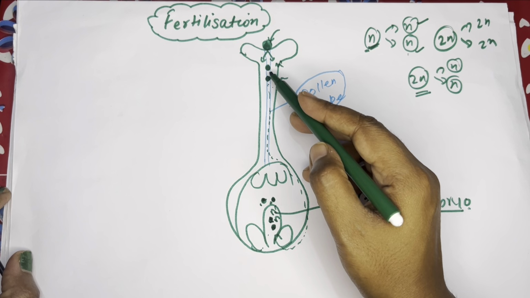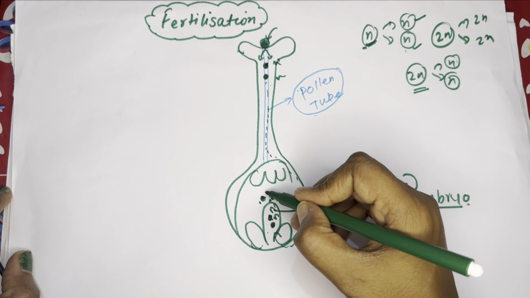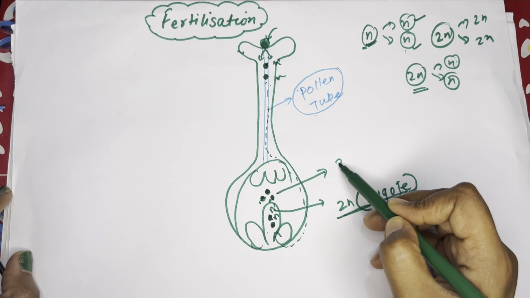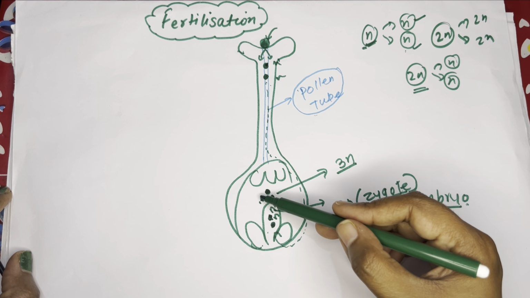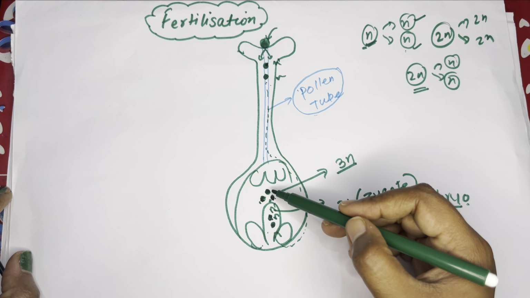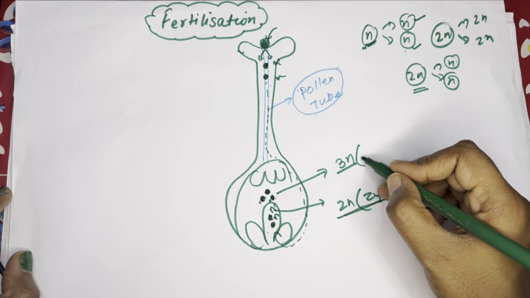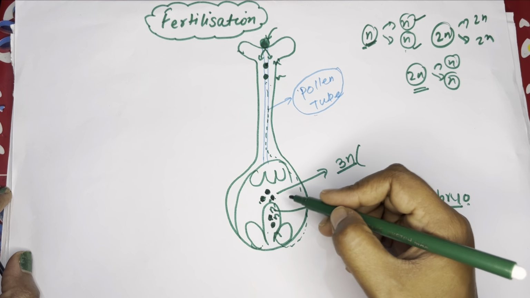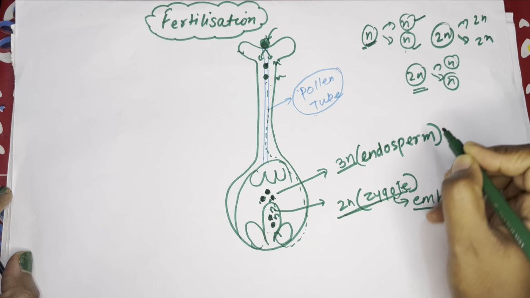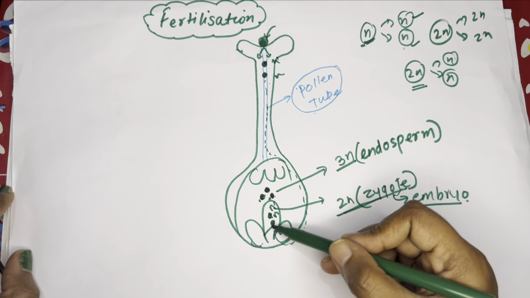What about these 2 polar nuclei? See, we had another pollen grain, right? This second pollen grain will fuse with the polar nuclei, and together they will become 3N. Why 3N? Because there were already 2 polar nuclei, N each, and another pollen grain fused with them, so it's 3N. This 3N will later become a tissue called endosperm. This endosperm will provide nutrition to the growing embryo.